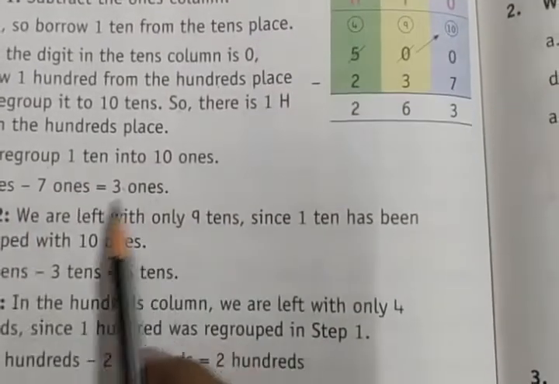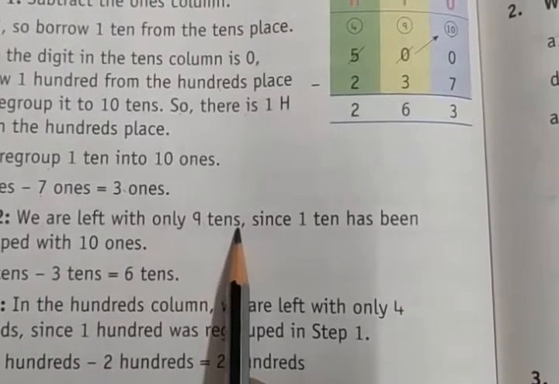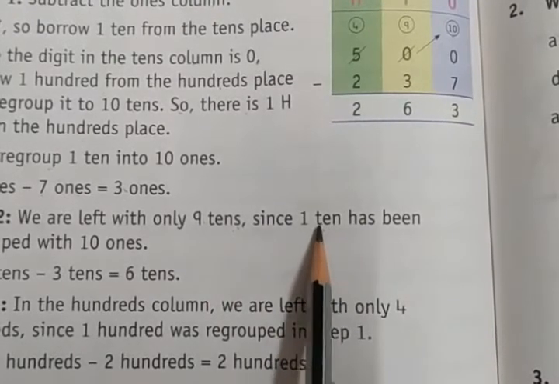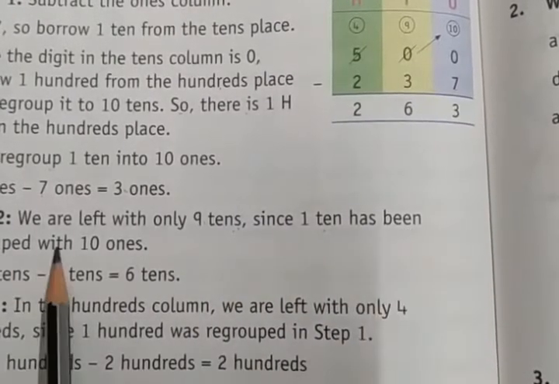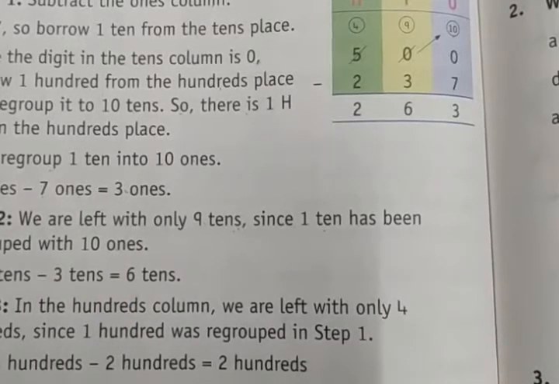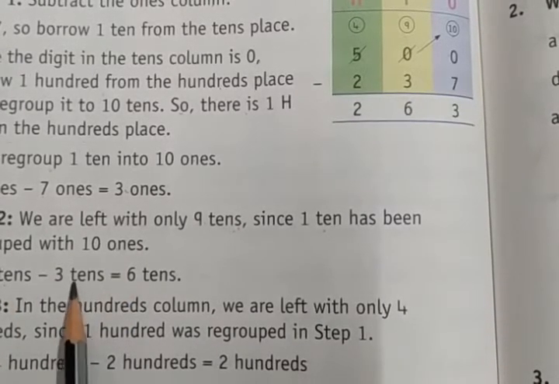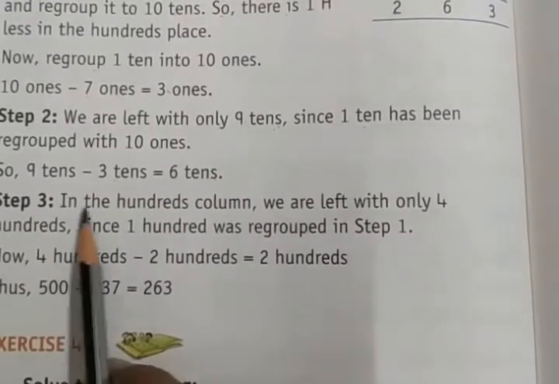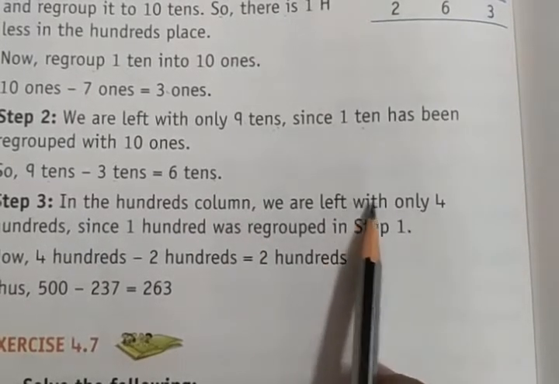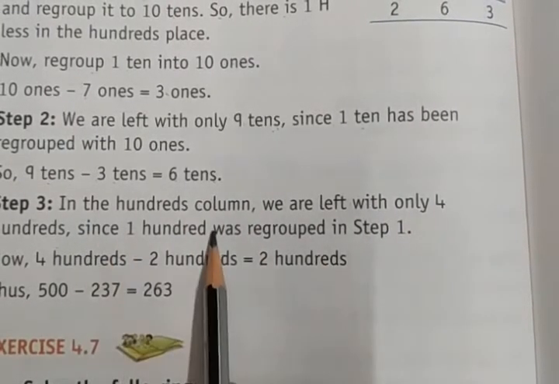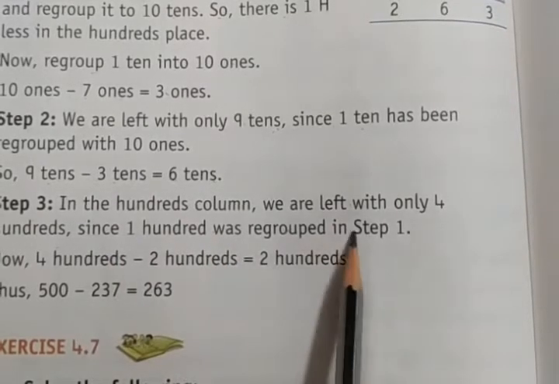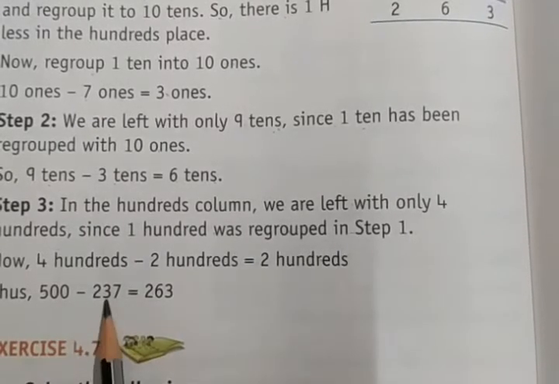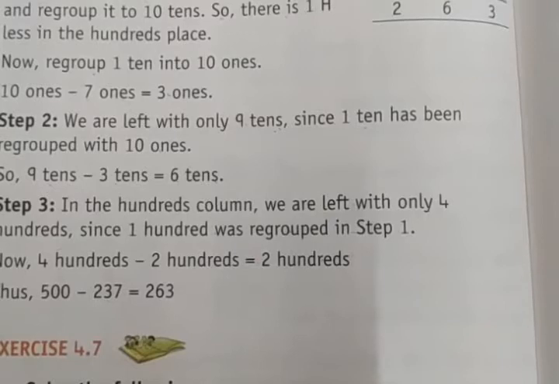Step 2: we left 9 in the tens place, since 1 ten has been regrouped with the ones. So now 9 tens minus 3 tens is equal to 6 tens. Next, the third step in the hundreds column: we left only 4 hundreds, since 1 hundred was regrouped in step 1. Now 4 minus 2 is 2 hundreds. Thus 500 minus 237 is equal to 263.